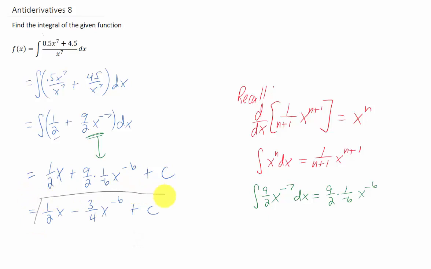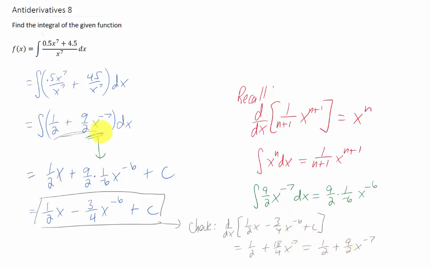Okay, this looks like a pretty good answer, but we should probably check it. If we take the derivative of this function right here, we should get back the original function. So let's see, the derivative of 1/2 x is just 1/2. If we take the derivative of this term, we have to multiply it by a negative 6. It's going to turn this minus into a plus, and we're going to get 18/4 x to the negative 7th. Derivative of a constant is 0. This 18/4 simplifies to 9/2. And that gets us back to this step right here.